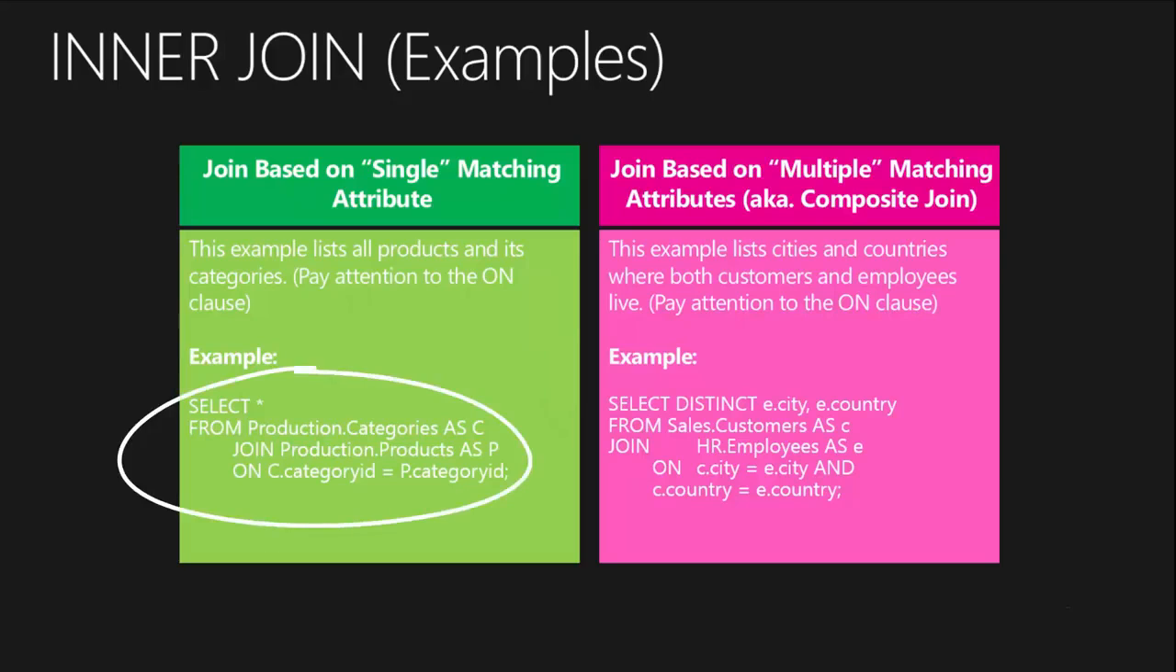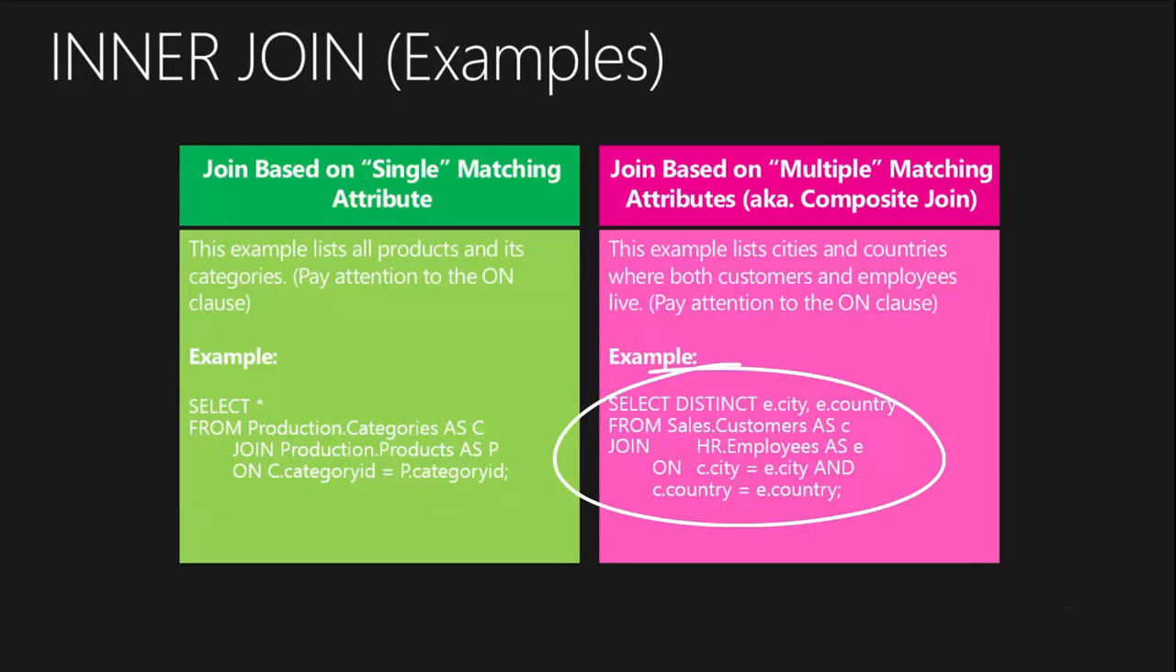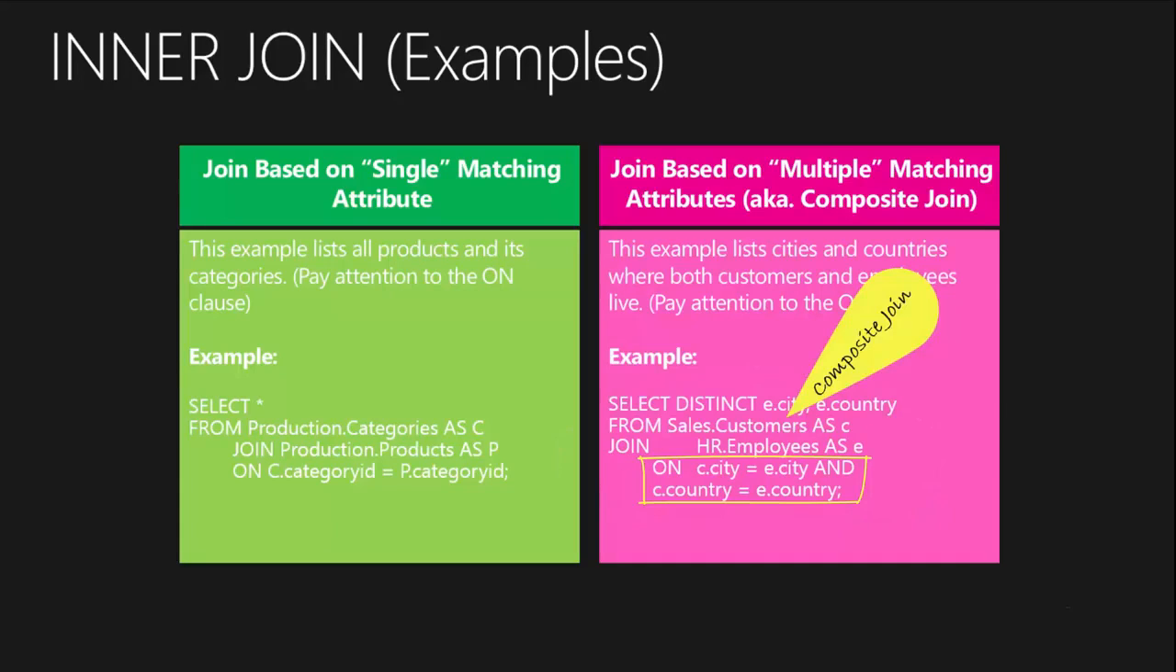The query on the left results in all the products and its categories from the categories and the products table joined on the category ID column. So that join is based on a single matching attribute, which is the category ID. The query on the right displays all the cities and the countries where both the customers and the employees live. In the on clause, you can see that the join is performed on both the city and the country columns. Since this join is based on multiple matching attributes, it's called a composite join.